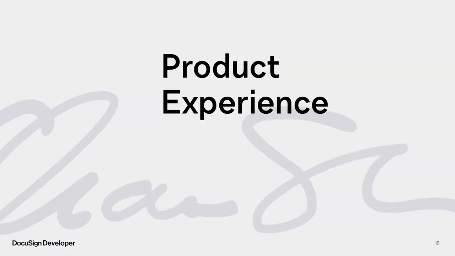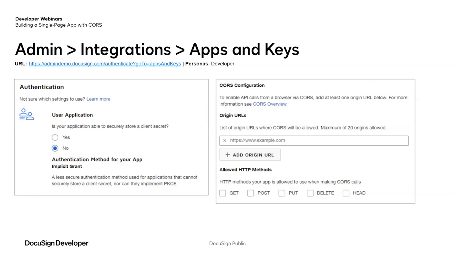So with that, let's take a look at the product experience before we jump into the live demo. The experience starts off in the DocuSign admin console, in the integration section and the apps and keys page. When you create a new app in integration, the first thing you'll want to note is you have to configure it to use implicit grant authentication. This is because we don't yet support PKCE for securely storing tokens on the client. So what we need is an implicit grant authentication type that allows the single page application to act on behalf of a user who's currently logged in.